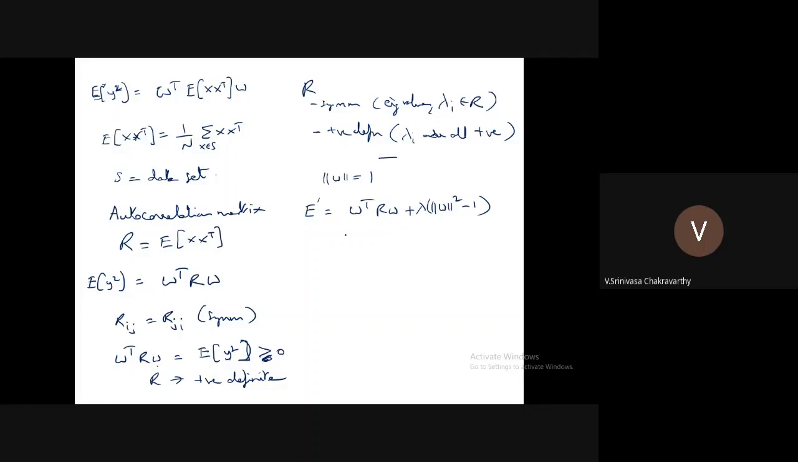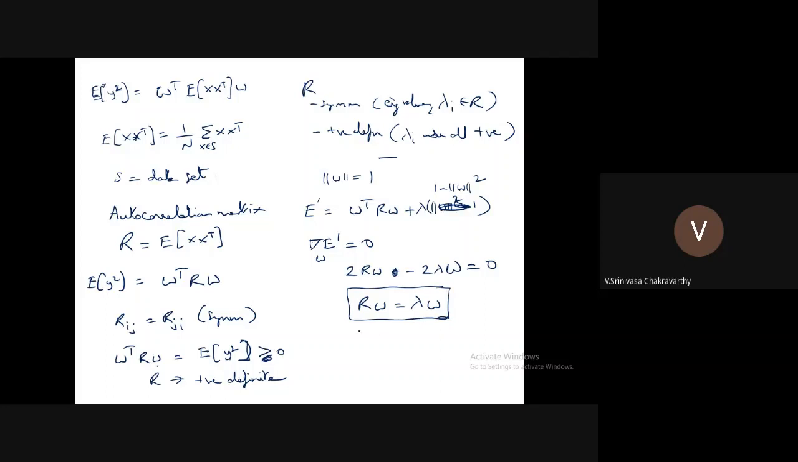If you solve this, you take del E prime with respect to W and set that equal to 0. You get 2RW plus, actually I'll take 1 minus mod W square here. I'll explain why that makes it simpler. So you get minus 2 lambda W. If you differentiate this, you get that equal to 0. Therefore, RW is equal to lambda W. This is the equation which governs W.